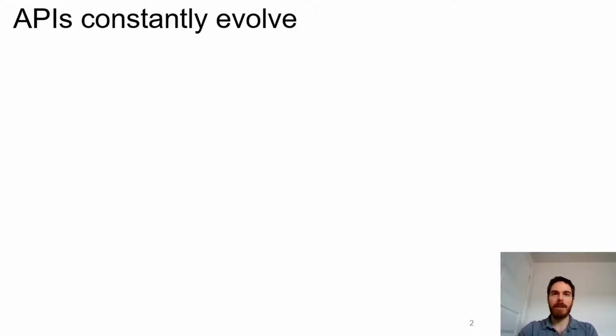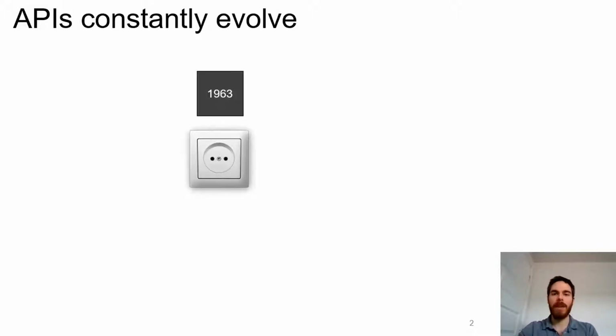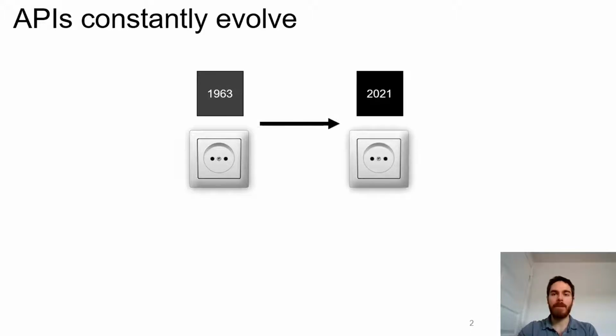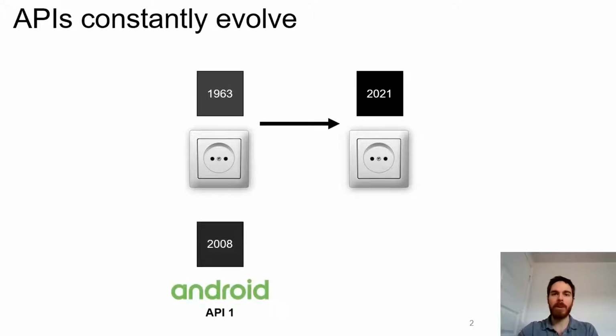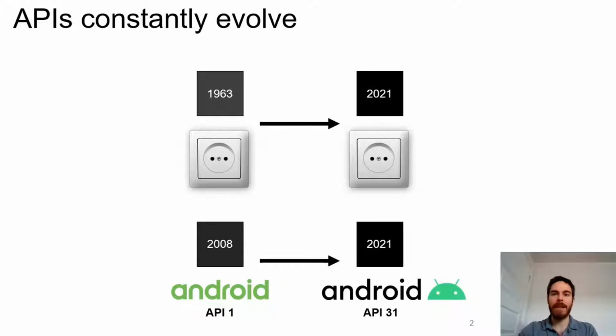So APIs constantly evolve. If you look at an analog for an API, an interface for power, let's say, the power plug in 1963 in Europe looked like this. In 2021, it still looks exactly the same. Meanwhile, for Android, the first version was released in 2008, and in 2021, we are now at the 31st version, and many changes have been made, from performance enhancements to overall look and feel enhancements to security modifications. A whole bunch of stuff has changed.